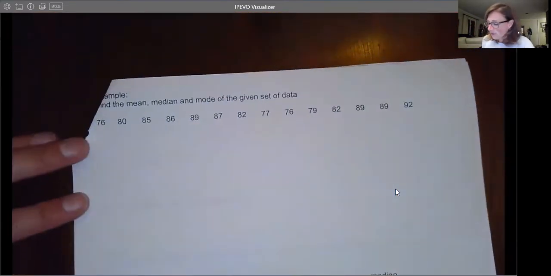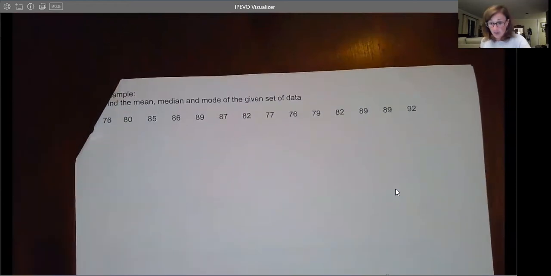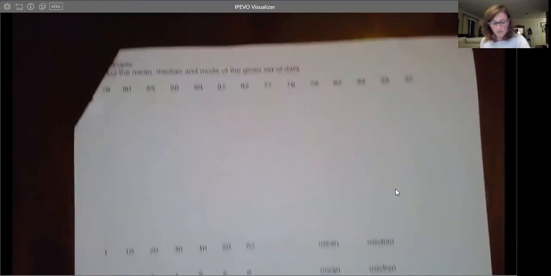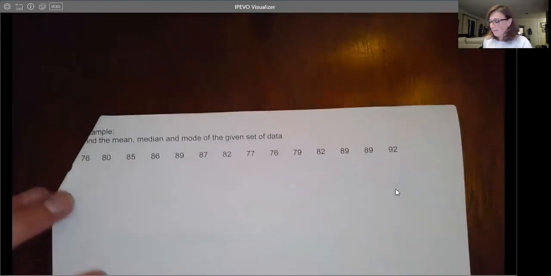So what I just want to do right now is work through one example where you have to find the mean, the median, and the mode of this one. And then we'll start class with a little warm up with this one on Friday.